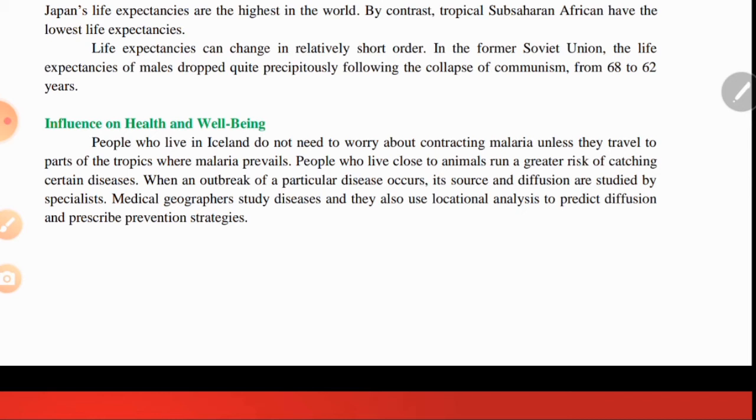And when an outbreak of a particular disease occurs, its source and diffusion are studied by specialists. And medical geographers study diseases, and they also use locational analysis to predict diffusion and prescribe prevention strategies. Katulad nung sa dun sa part na ginawa ni Dr. Snow sa Soho District.